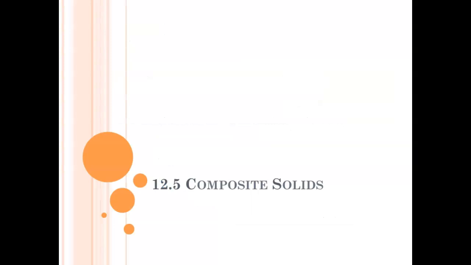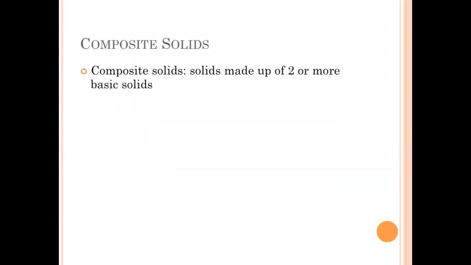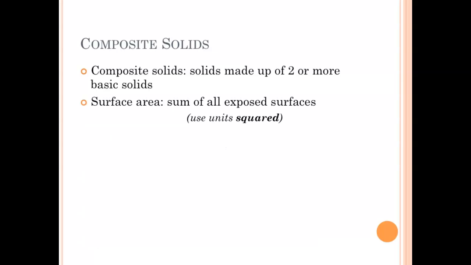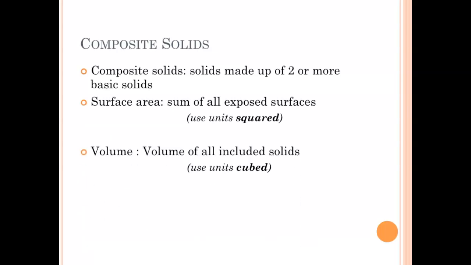Now, as the name suggests, composite solids are solids that are made up of 2 or more basic solids. To find the surface area of a composite solid, you would find the sum of all the exposed surfaces. And then for volume, you would find the volume of all the included solids. Let's go ahead and look at an example.